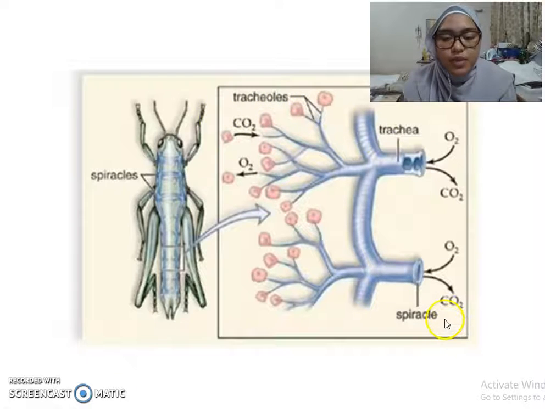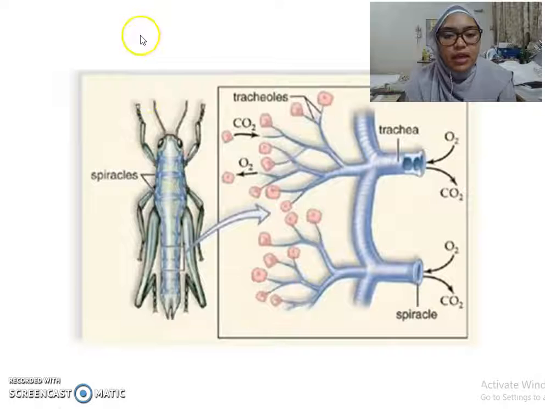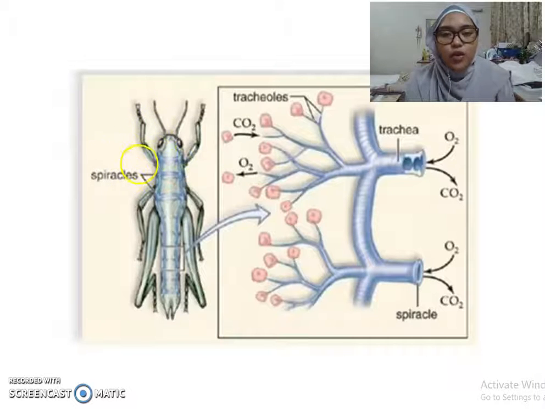The spiracle is located around the thorax and the abdomen area of the insect body. The spiracles are usually in pairs, for example, each segment consists of a pair of spiracles. For example, in a caterpillar, for each segment of the caterpillar, there's only one pair of spiracles.